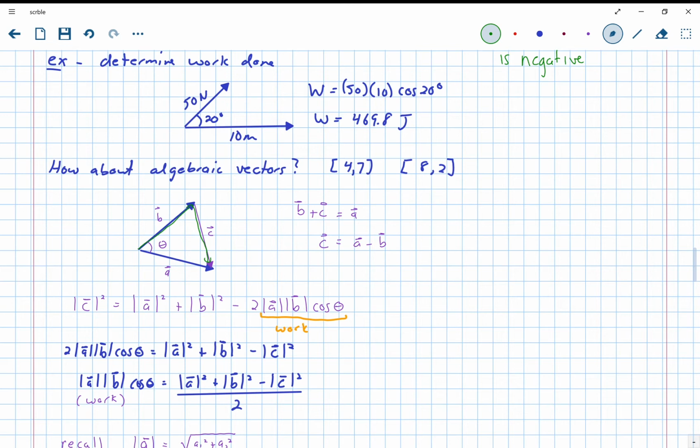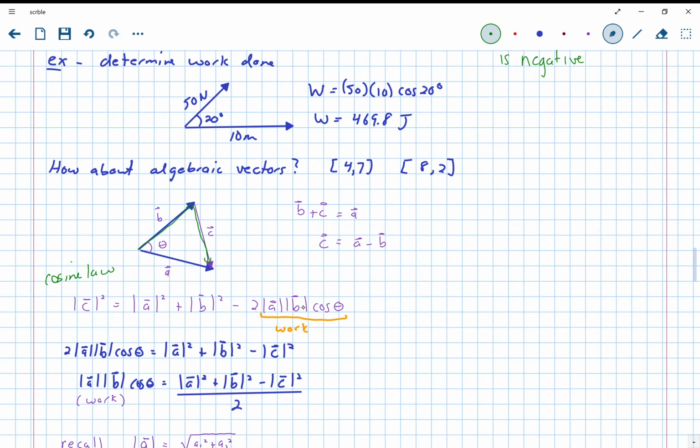All right, now we're going to use the cosine law. The cosine law says that the magnitude of C squared equals the magnitude of A squared plus the magnitude of B squared minus 2 times the magnitude of A, magnitude of B times cos theta. Now, if we notice, the magnitude of A times the magnitude of B times cos theta, that is work. Okay, so we want to isolate this in order to get an expression for work.